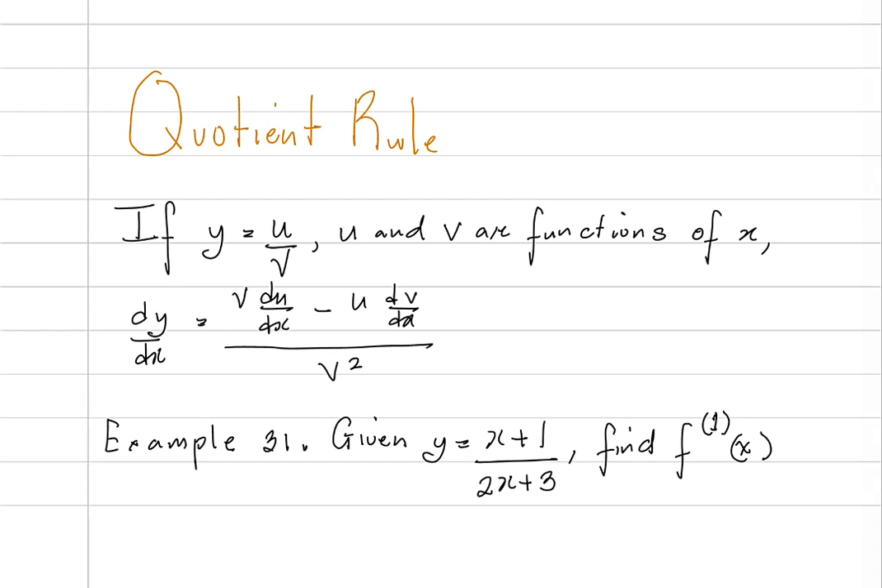Example 31 says, given y is equal to x plus 1 over 2x plus 3, we're to find f prime of x. All right, and from the notation earlier, we know that f prime of x is asking me to find the first derivative.